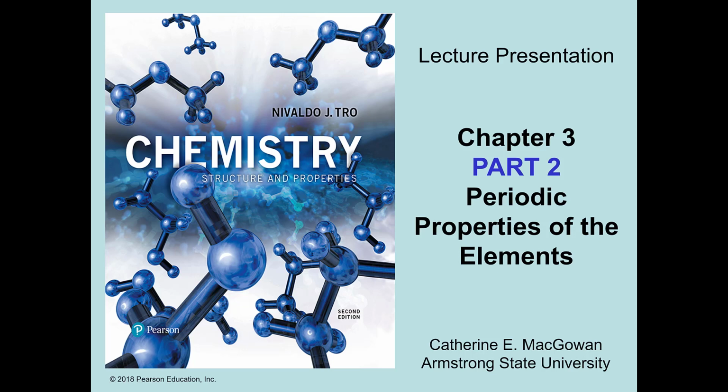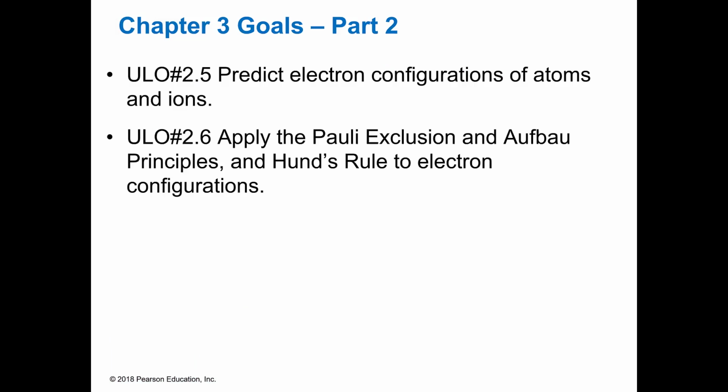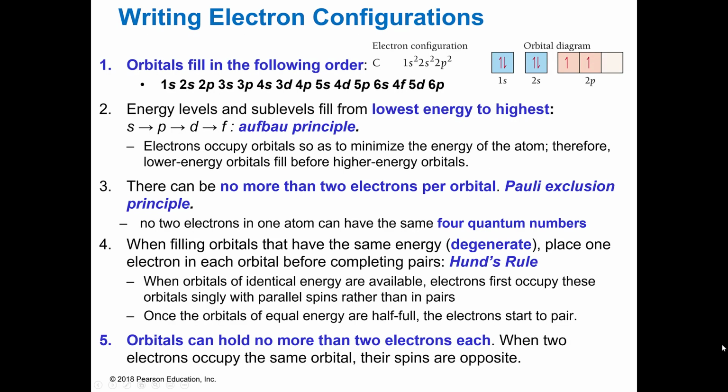This is exciting because this is one of those core things that we learn in chemistry, and that's how to predict the electron configuration of atoms and ions. And in this part, we're going to do the atoms themselves, and we're going to apply the Pauli exclusion principle, the Aufbau principle that we just learned, and Hund's rule to electron configurations.